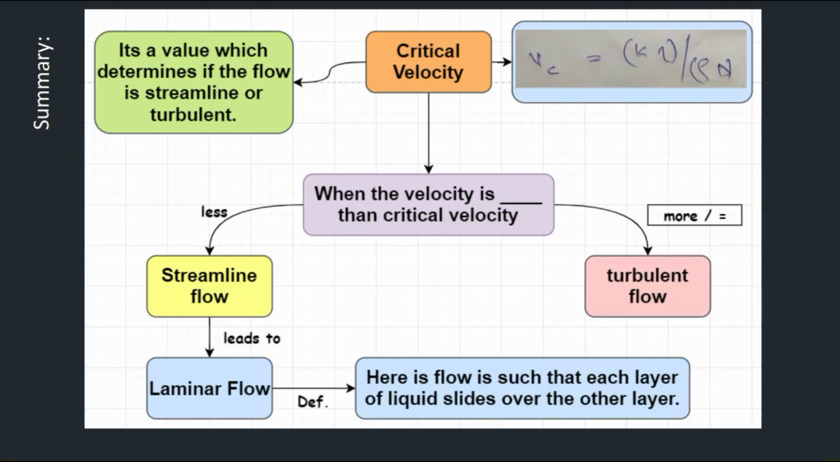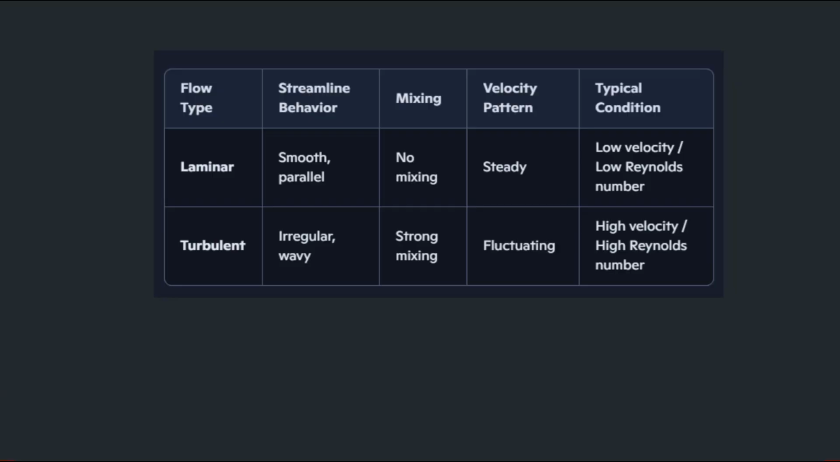So the summary is this. Critical velocity is the velocity which determines if the flow is streamlined or turbulent. When the velocity is less, the streamlined flow is laminar. When the velocity is more, it becomes turbulent. And we have a formula. We'll be deriving this formula. Okay, guys. And I have a small summary for you for the difference between laminar and turbulent.